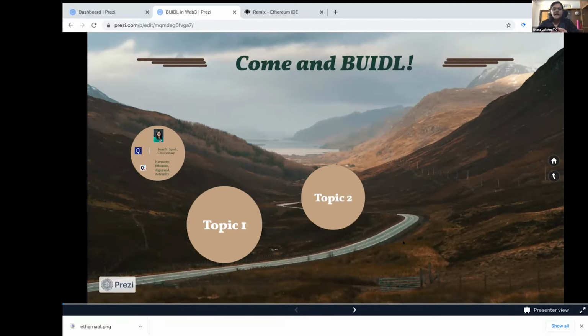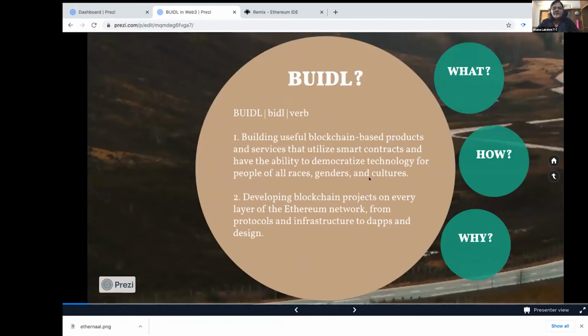And what are the things that you would need in order to get yourself into this ecosystem? So to start with, it is a common thing to spell build as BUIDL or BIDL in the Web3 ecosystem. You would have seen this pretty commonly. It is not a spelling mistake, it is intentional.